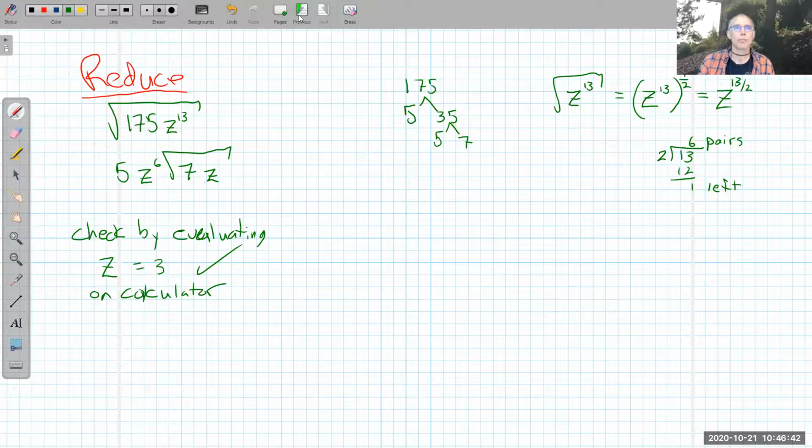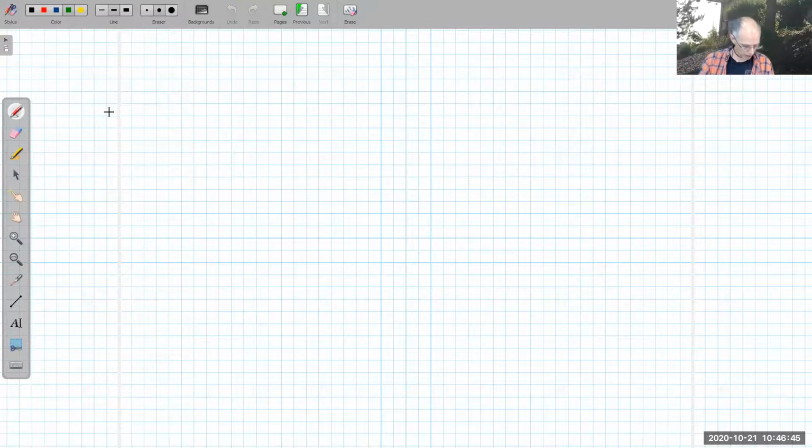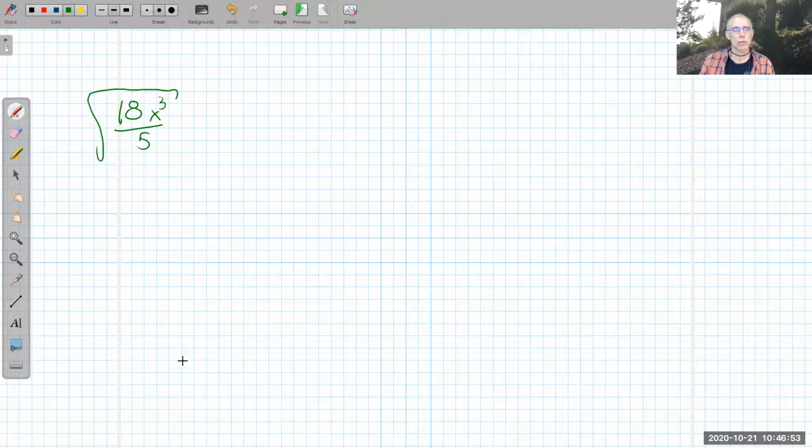All right, let's try another one. Suppose I needed to reduce a fractional root, so 18x cubed over 5, and we'll take the square root of that. So similar to before, I got to see what breaks down here, and so making a factor tree for 18, 2 goes into 18, 9, 9 is 3 times 3, so I get a pair of 3s that are going to pop out. So right away I can say, okay, 3 pops out.